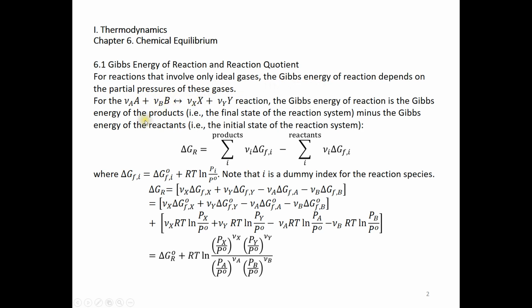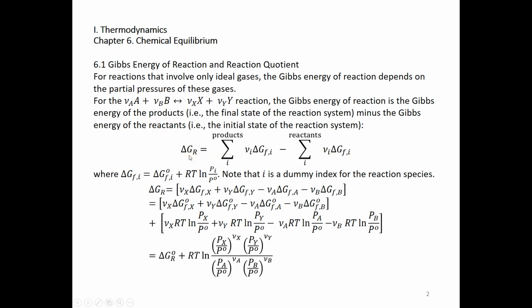Here's the example. We have reactants A and B, products X and Y. Nu sub A, nu sub B are the coefficients for the reactants. Nu sub X and nu sub Y are the coefficients of the products. Now the Gibbs energy of reaction is the Gibbs energy of the products minus the Gibbs energy of the reactants. Therefore, we can write out this equation.